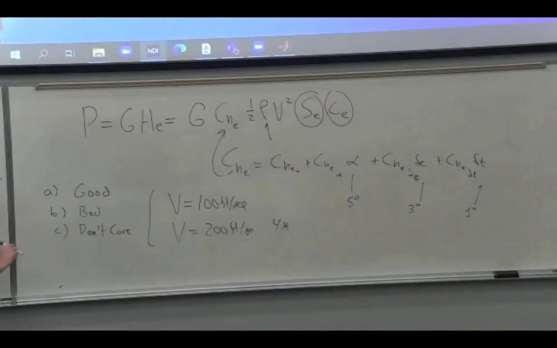So I get one vote for B. Other people vote for B. There are quite a few votes for B. I can't see the Zoom people.